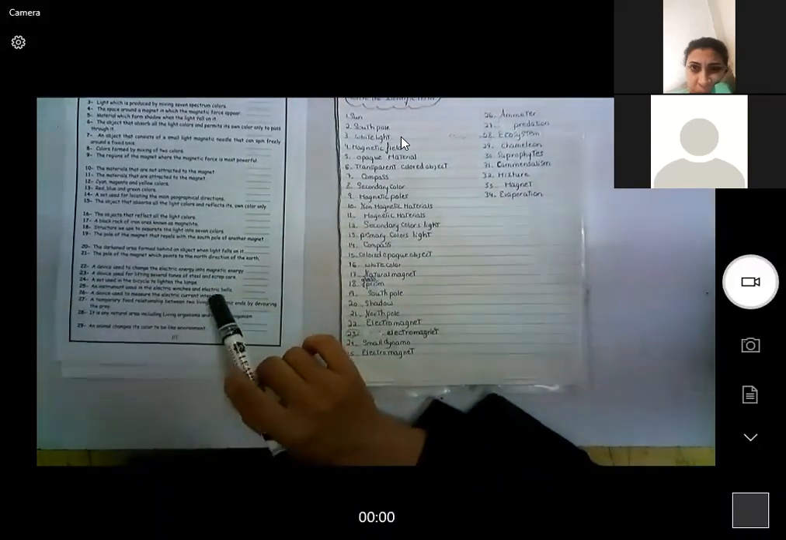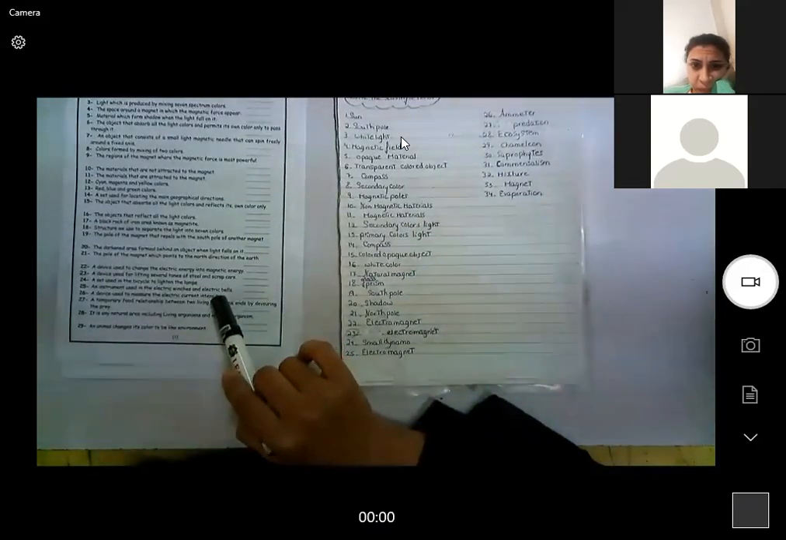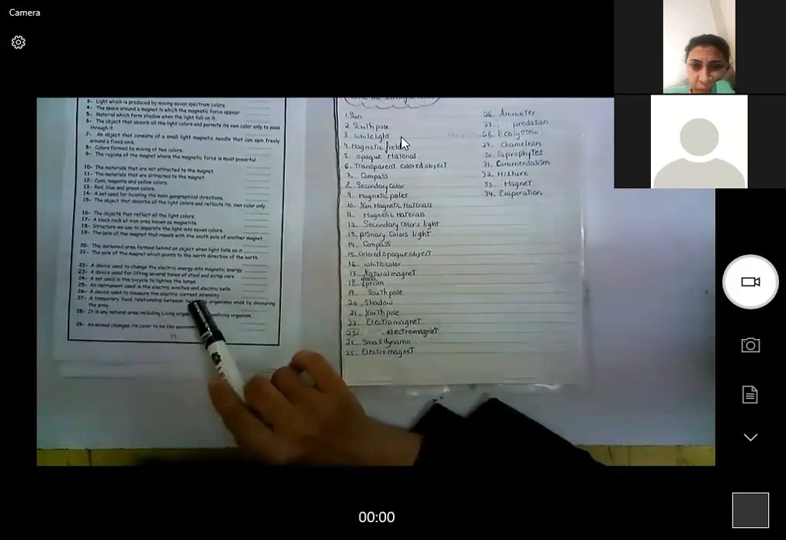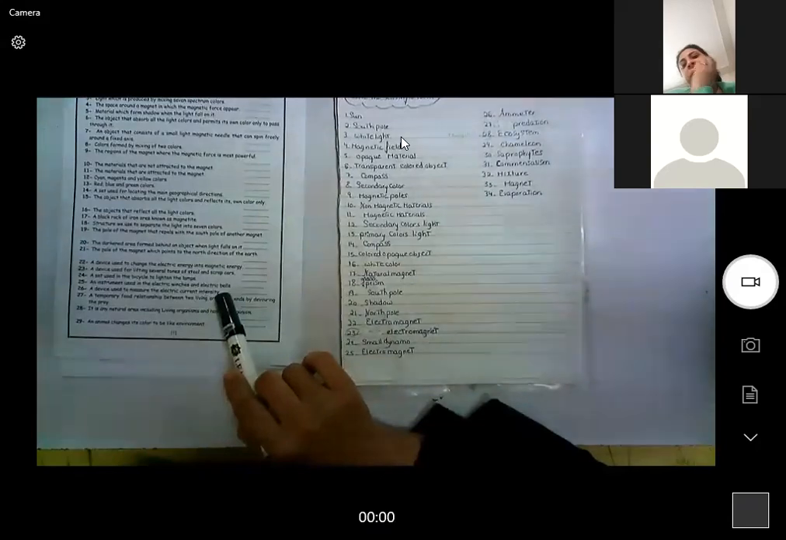Number 25, an instrument used in the electric winch and electric bell. So it's an electromagnet. Excellent. The instrument that's used in making the electric winch and electric bell, electromagnet.